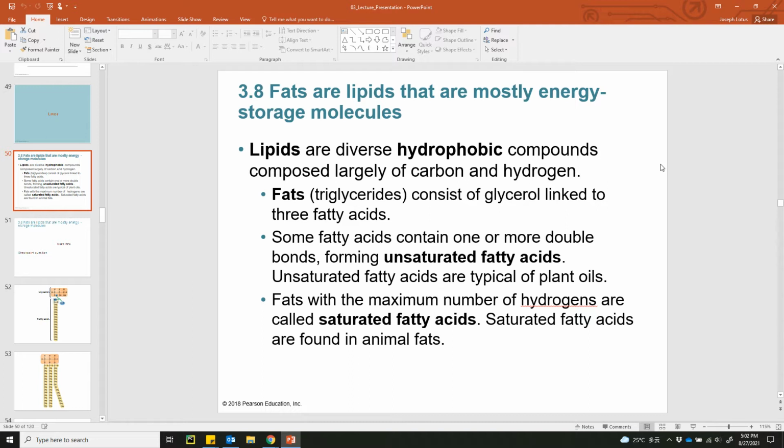There's an easy way you can tell the difference between unsaturated and saturated fats in your real life. If you look at a fat and it's solid at room temperature, that means that it is saturated. Like if you look at the fat on a piece of meat and it's solid, that's saturated. However, if you look at the oil that comes from plants and it's liquid at room temperature, well, liquids are unsaturated. So they're both triglycerides, but unsaturated are liquid and saturated are solid.